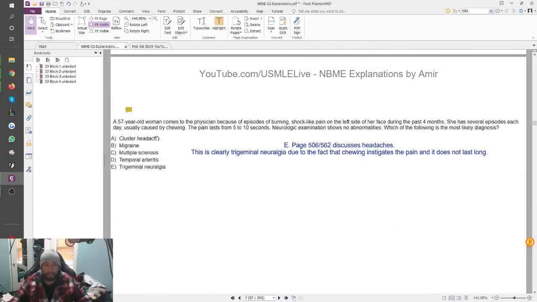This is 57. So a 57-year-old woman comes to the physician because of episodes of burning, shock-like pain on the left side of her face in the past 4 months. Several episodes each day, usually caused by chewing, which gives away the diagnosis, right? Trigeminal neuralgia. The pain lasts 5 to 10 seconds, which is typical. Neurologic exam shows no abnormalities. What is the most likely diagnosis?